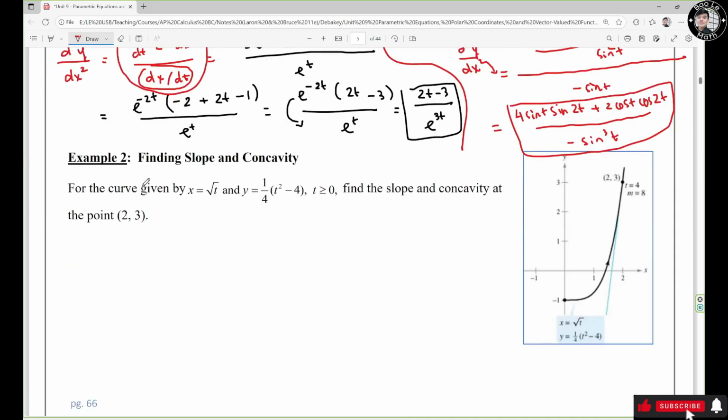Now let's move on to segment number 2, finding the slope and concavity. The slope means the first derivative, and concavity means the second derivative.